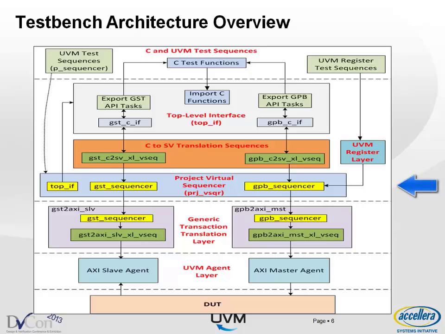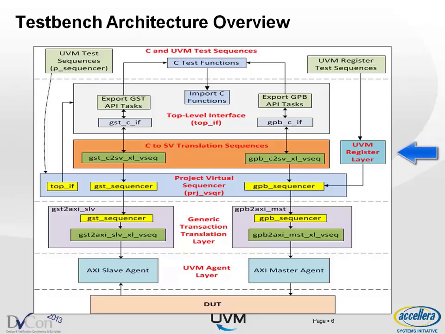And then above that, we have this virtual sequencer. The project virtual sequencer holds all the handles of the sequencers that will be used in the design verification environment. And then it also holds the handle of this top-level interface, and we'll talk about that. And the actual sequencer is instantiated at this level in these 2 boxes. But this project virtual sequencer just holds the handle of that. That's why it's called virtual.